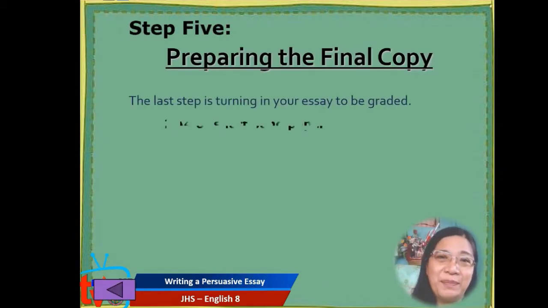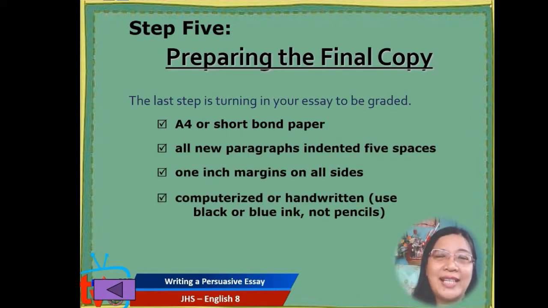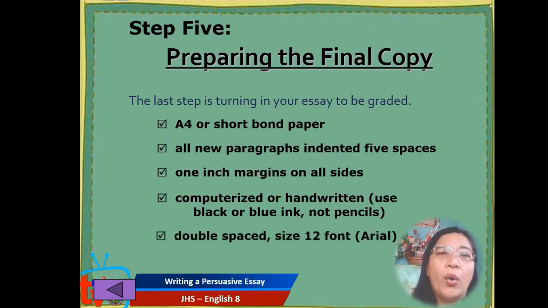Finally, the last step is preparing the final copy to be graded. Look at the checklist and keep it in mind while preparing your final essay. Learn to follow instructions to avoid waste of resources. Double-spaced is like leave one space, while size 12 Arial font is applicable only if your work is computerized. This part generally addresses the fourth criterion in the rubric to be used, in addition to submission of your work on time.